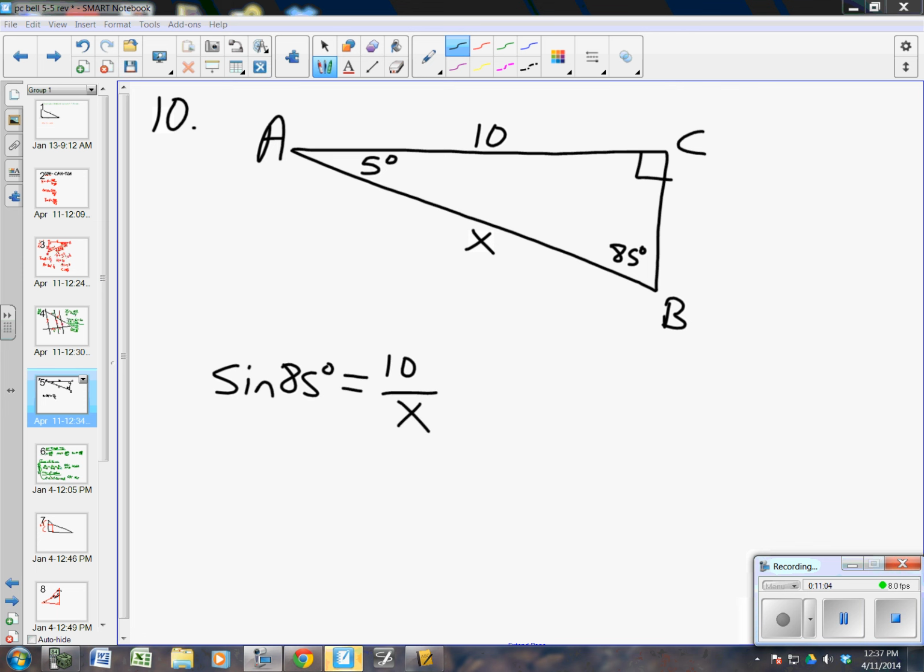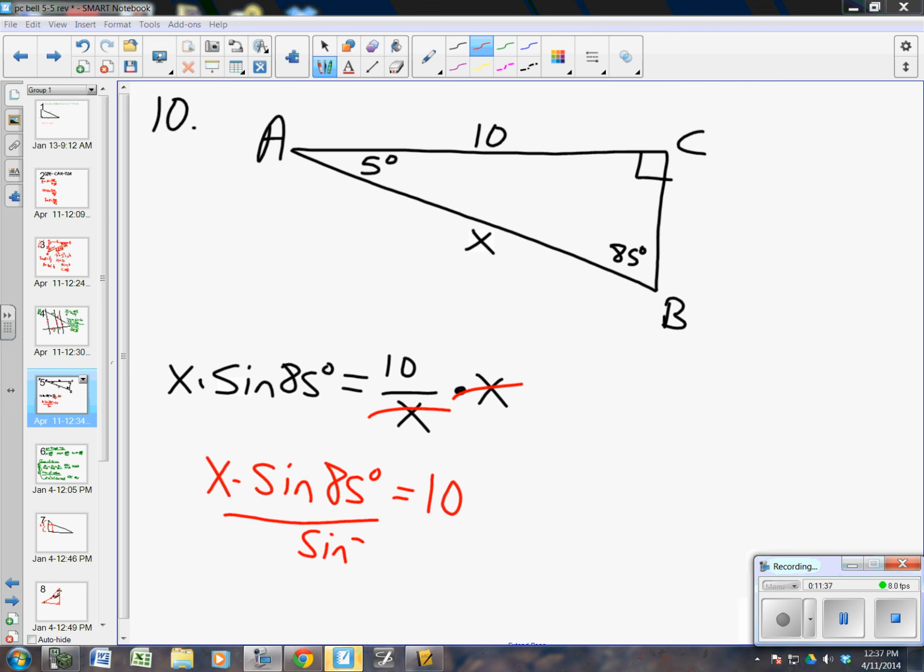Just reviewing, when x is in the denominator, how do I go about solving this? I told you guys the fast way is just to switch the x and the sine of 85, right? But let me show you why you can switch them. If you multiply both sides by x, this gets the x out of the denominator, because those cancel out over here, and I have x times the sine of 85 degrees equals 10. Then I've got to get x by itself. It's being multiplied by sine 85, so what do I do to both sides? Divide by sine of 85. Those cancel out, and I get x equals 10 over the sine of 85.